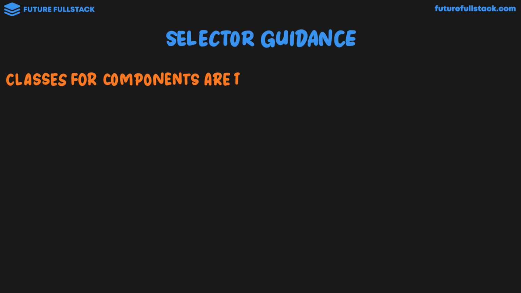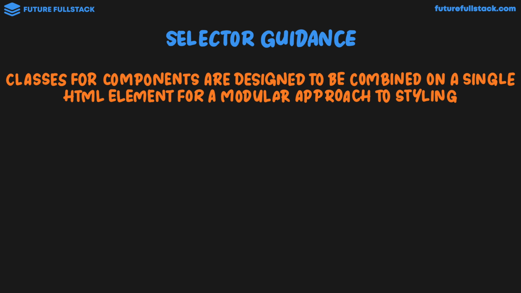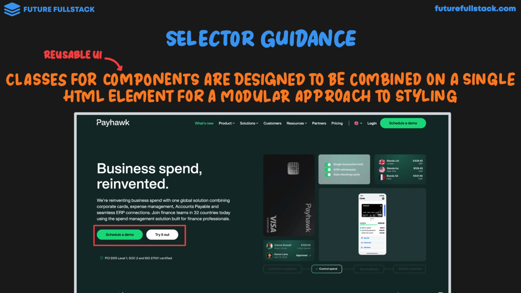Classes for components are designed to be combined on a single HTML element for a more modular approach to styling. Alright, so what does this all mean? First of all, the word components. This is something we're going to be using a lot throughout this course. A component is a piece of reusable UI, or user interface. It's a piece of UI we continue to use throughout the application. So let's take a look at an example of a classic piece of UI. Buttons. Buttons are used throughout the application, on the home page, login page, and within the application itself. Buttons are an example of a component or a piece of reusable UI that is used throughout the application.